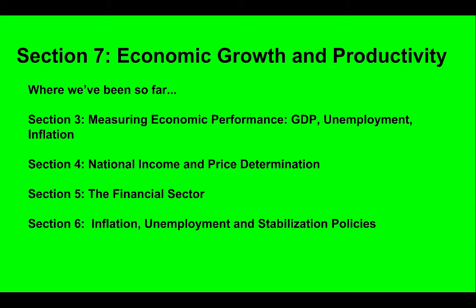Okay, Section 7, Economic Growth and Productivity. Let's start with a quick review of where we've been so far. Section 3, we talked about measuring economic performance. We were introduced to the ideas of GDP, unemployment, and inflation. Section 4, we talked about national income and price determination, so the role that price played in GDP and unemployment and inflation. Section 5, we talked about the financial sector, money and banking.